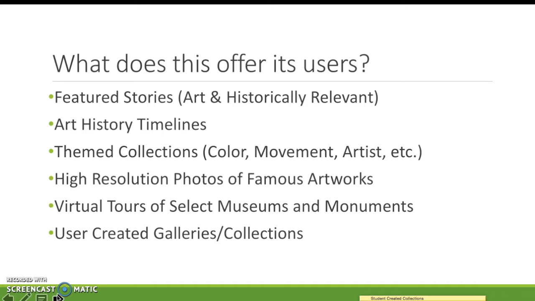Some of the features that it offers are featured stories, kind of like a current event piece. It has art history timelines, themed collections that are separated by a variety of ways, from color, movement, artist, time period, etc. We'll look more at that later. It has an awesome tool known as the Zoom In, where it offers a variety of assorted famous works of artwork that you can zoom in on in very high resolution photos.